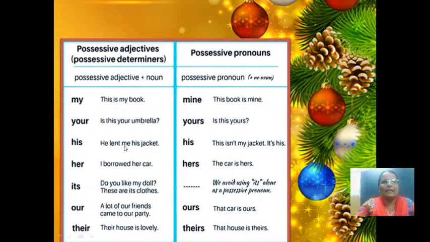His. He lent me his jacket. He lent me his jacket. You type the possessive adjective and type the noun. Type both quickly. Type the possessive adjective and type the noun, both. Type the possessive adjective, then put a comma, then type the noun.